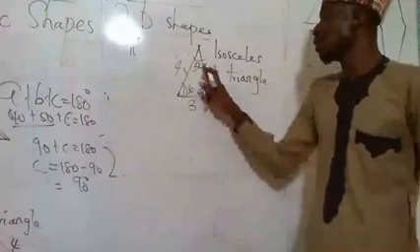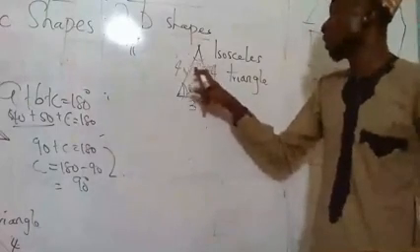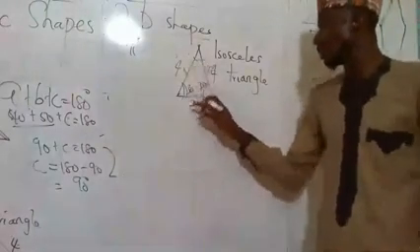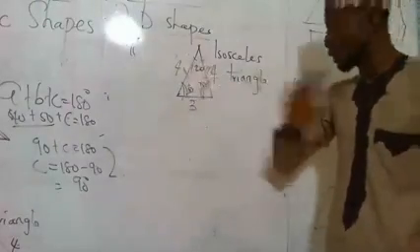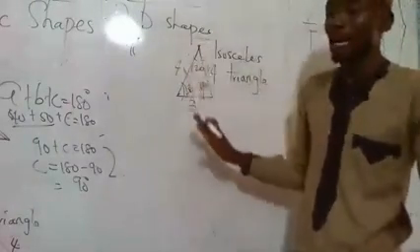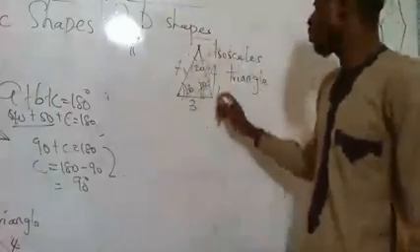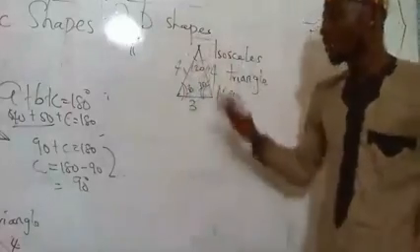Or let me say, because it must be equal to 180, I have 120 here for the example. So when I add all my angles together, I'm going to get 180. That's the second type of triangle.